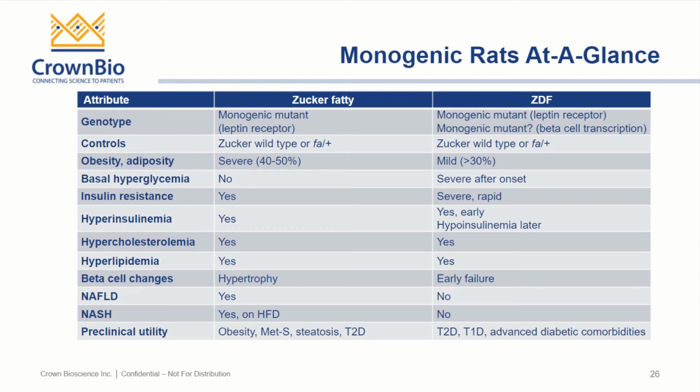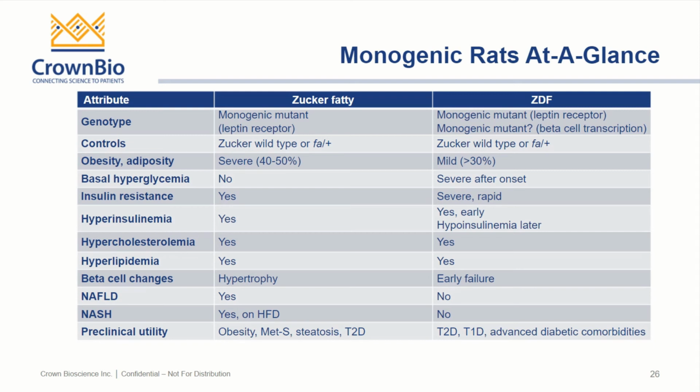Zucker fatty rats are also monogenic leptin receptor mutants. They have controls including wild type or heterozygous animals. They exhibit severe obesity but no basal hyperglycemia, although they are insulin resistant and hyperinsulinemic and hypercholesterolemic and hyperlipidemic. They do exhibit some beta cell changes and some fatty liver disease. They can be induced towards NASH when put on a high-fat diet. They're useful for studying obesity, metabolic syndrome, steatosis, and type 2 diabetes.